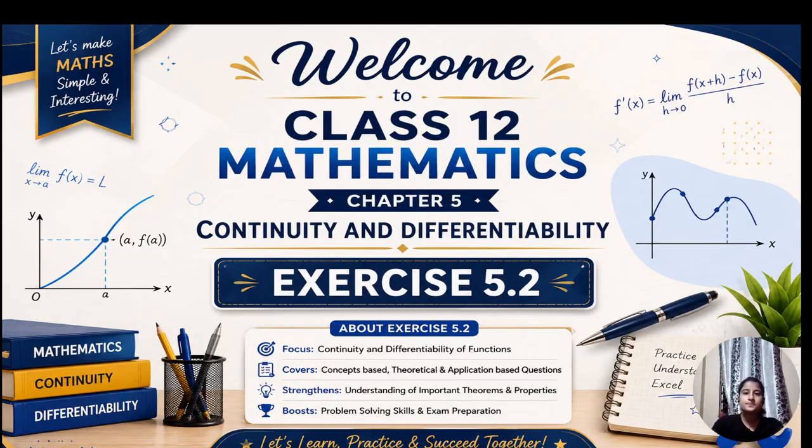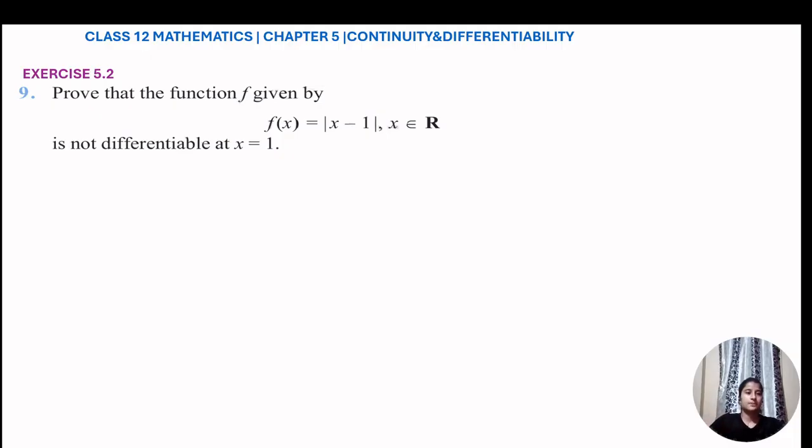Okay, so let's start. This is our question number 9 of exercise 5.2. Let's read the question. In this question, we have to prove that the function f given by f(x) = mod of x minus 1, where x belongs to real numbers, is not differentiable at x equals 1.